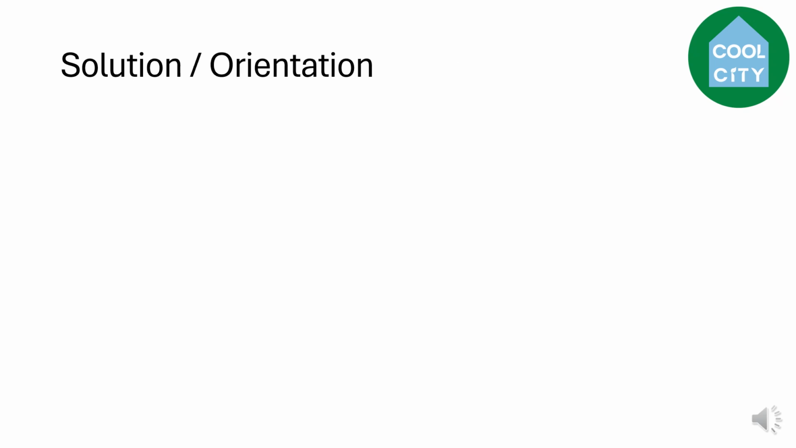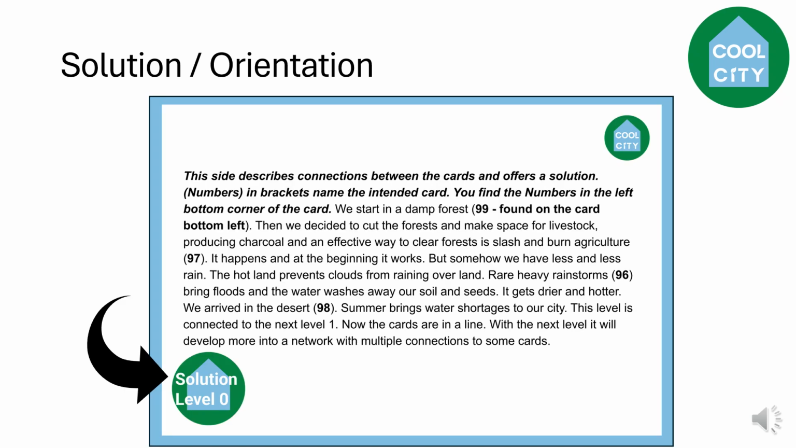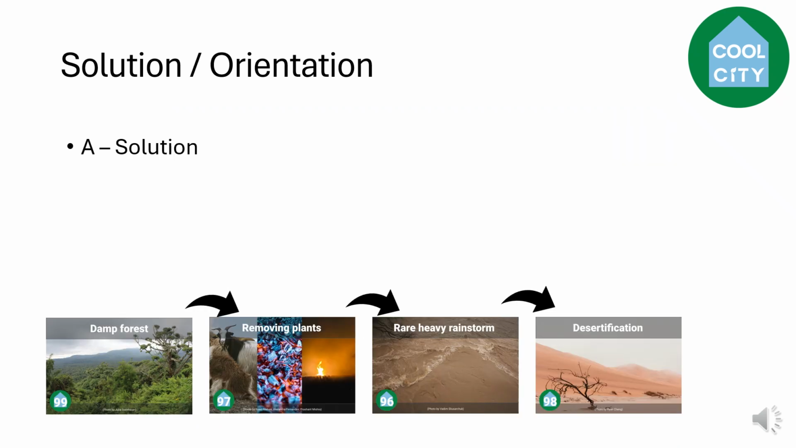Solution or orientation. The solution card can be found on the back of the situation card. There are several ways to solve the puzzle, and there is no single solution. The solution card can be seen as the solution, or it can simply provide guidance on the direction the game should take. The advantage of the given solution is that the cause and effect network may be a little clearer at the end when you move on to the later levels. You are free to decide how exactly you want to use the solution card.